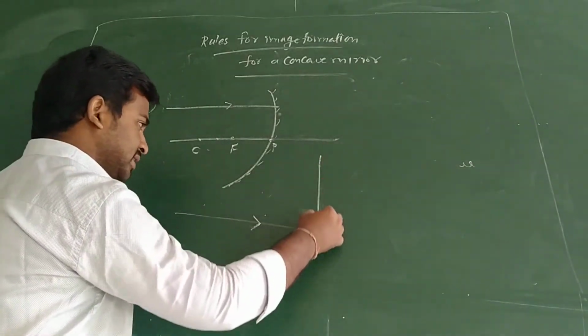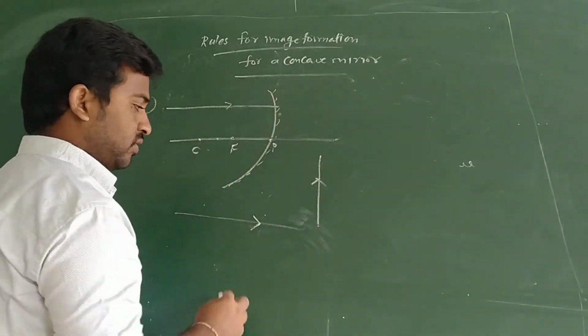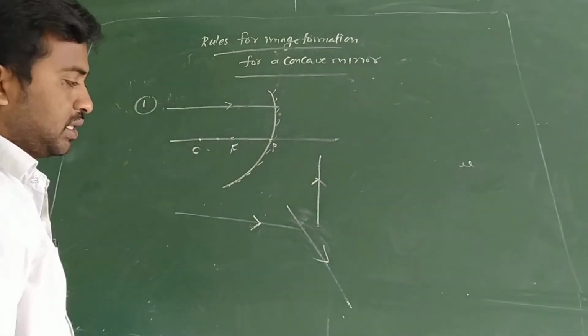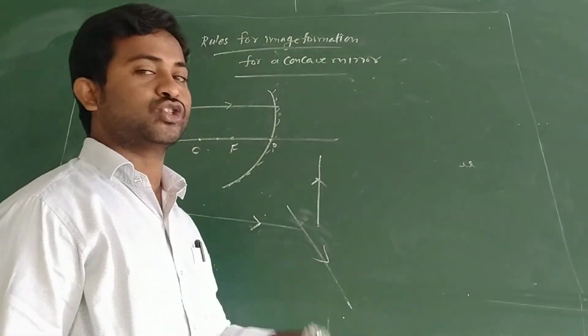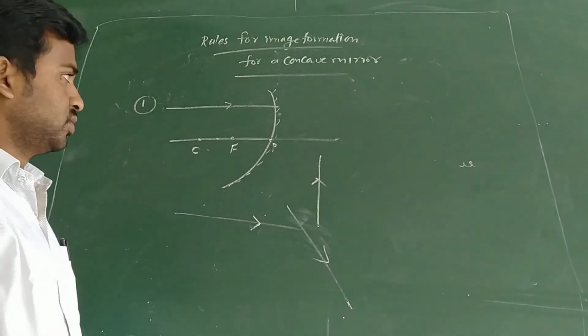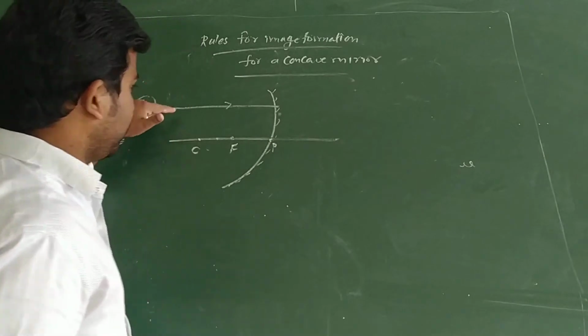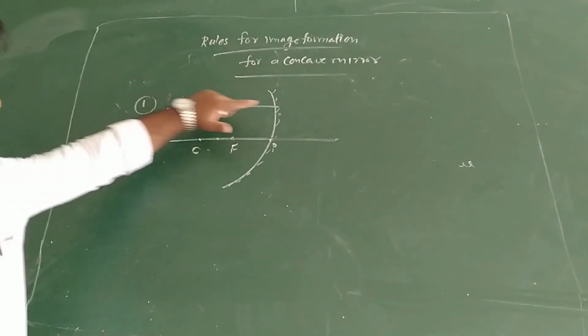For example, I mentioned like this, the light ray is going this side. So this symbol denotes the direction of the light ray. For that only I mentioned it here. Now we have to understand this light ray is going this side.